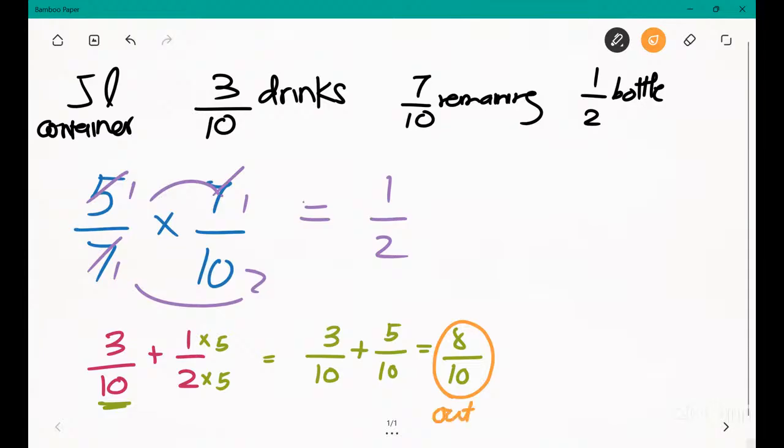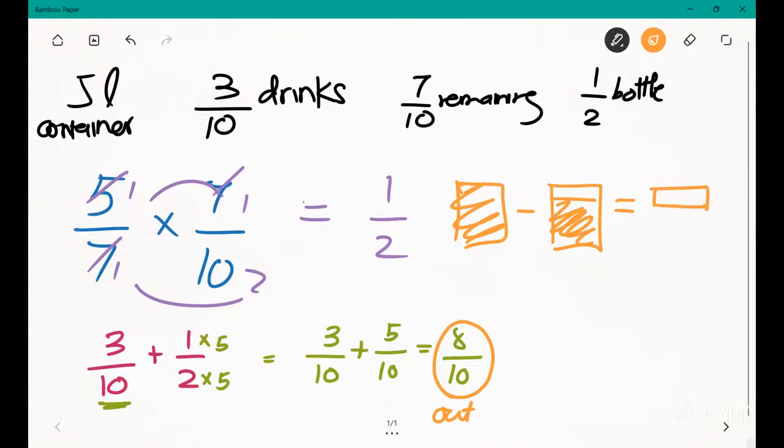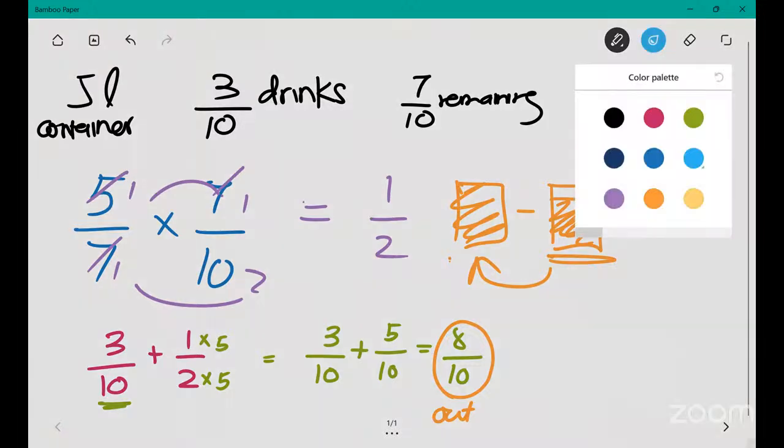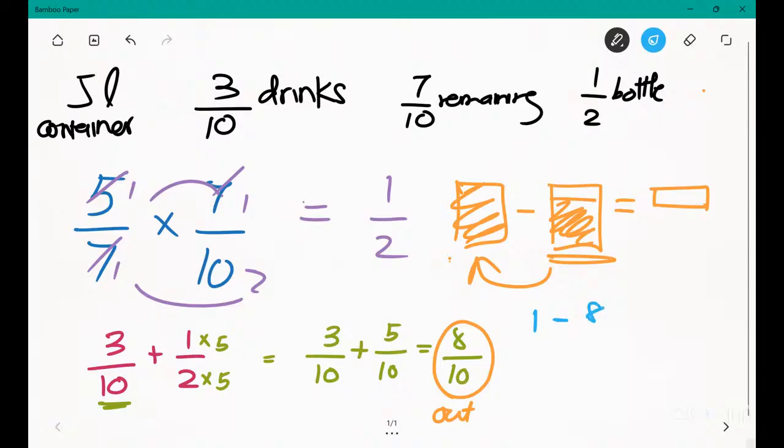So again, I'll just show it in picture form. So we have the whole. So we have the whole minus, we can see that we've taken 8 out of 10. We took all of this out, and the remaining that we have is going to be this tiny portion. So for us to find that, we subtract the used out of the whole. Then we are going to get 1 minus 8 over 10. That's the out amount, 8 over 10.